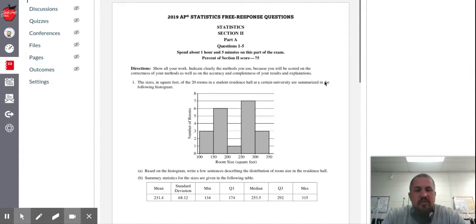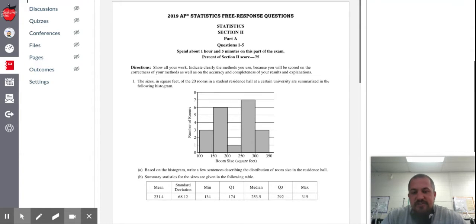So remember, when you describe a distribution, you're wanting to think about the shape, outliers, center, and spread. So how spread out is it? Shape, outliers, center, spread only. And again, in A, that is based on the histogram. So you're looking just at the graph. What do you notice about the shape, outliers, center, spread?